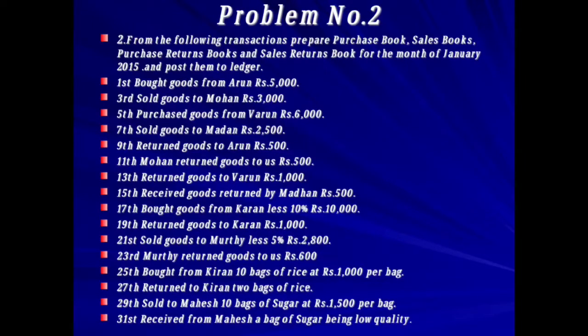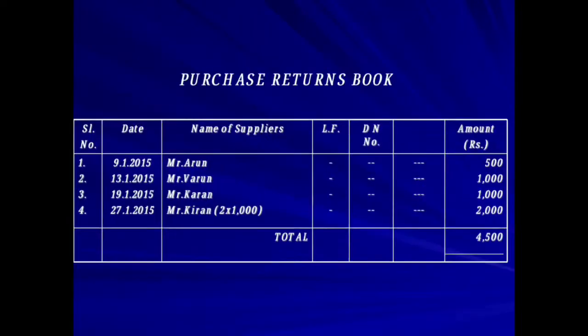Returned goods to Arun rupees 500. We have returned goods to Arun. See, from Arun we have purchased on 1st, right? That we have returned means it is purchase return, right? From Arun we have purchased earlier. Now we have returned it. So purchase return. You have to record it in a purchase return book.